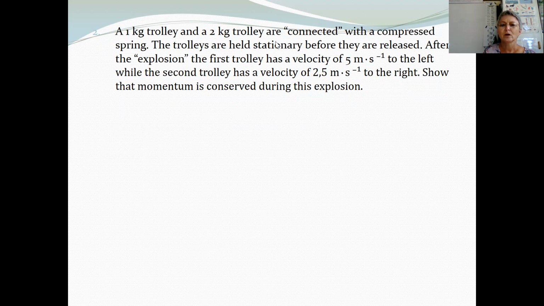So we can't assume that momentum is conserved. So we first have to calculate the total initial momentum. Now, because everything was stationary, the initial momentum is 0 kilograms meters per second because the object was stationary initially. So we need to calculate the final momentum.